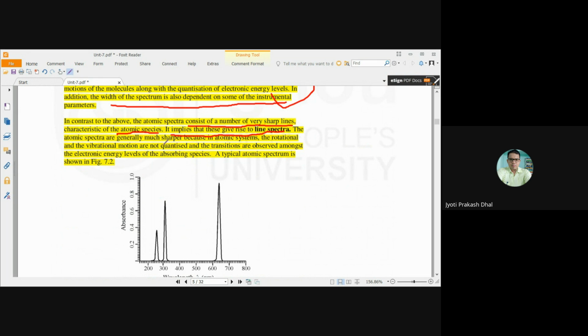The atomic spectra are generally much sharper because in an atomic system the rotational and vibrational motions are not quantized, and the transitions are observed among the electronic energy levels of the observing species. Because for an individual or isolated atom, we cannot analyze the vibrational and rotational spectra. The vibrational and rotational spectra can be analyzed only for molecules. But here we are discussing the different atomic spectroscopic techniques that are applicable for isolated or individual gaseous atoms.